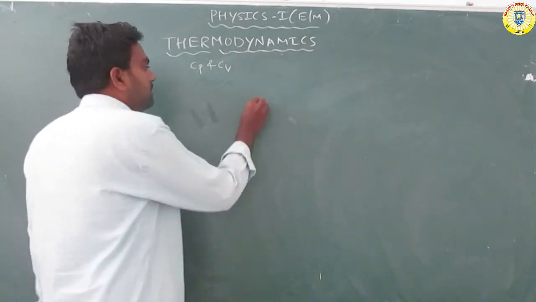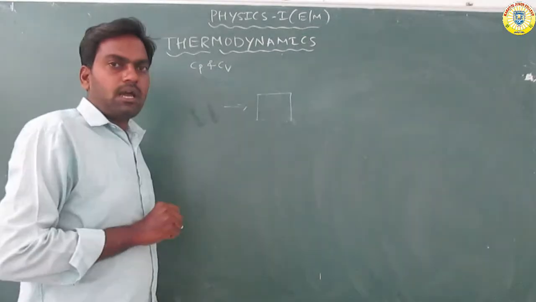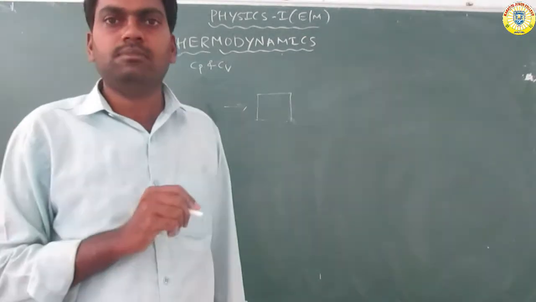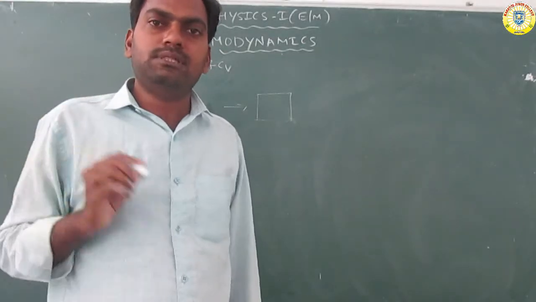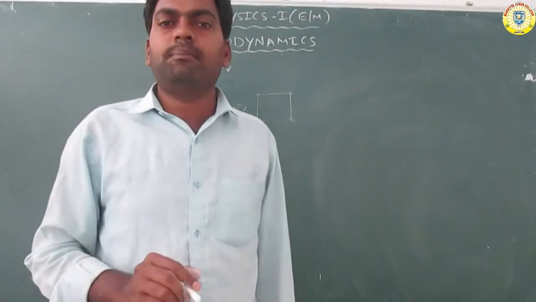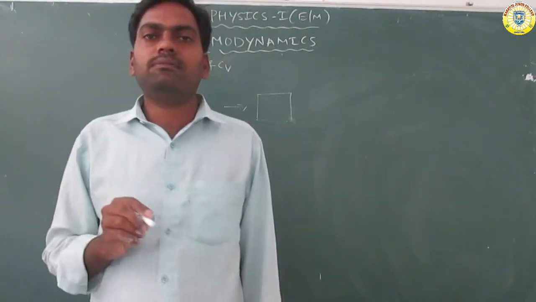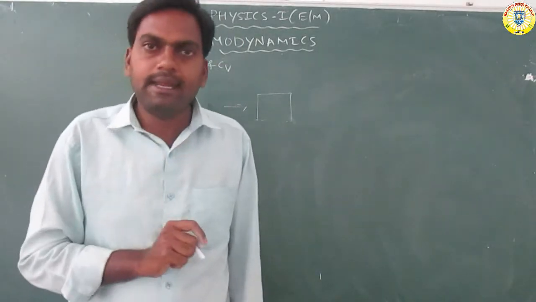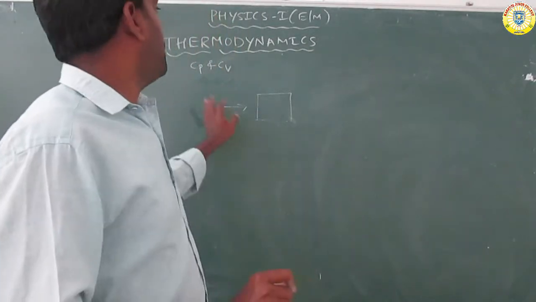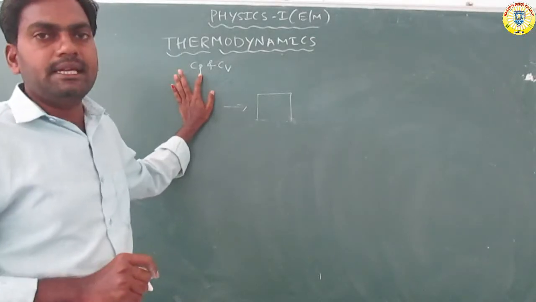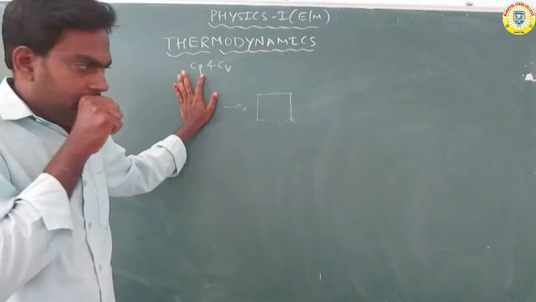The amount of heat required by the system to increase the temperature of one mole of the gas through 1 degree at constant pressure is called the molar specific heat capacity.